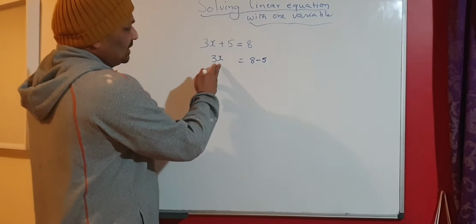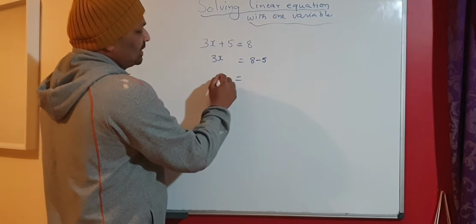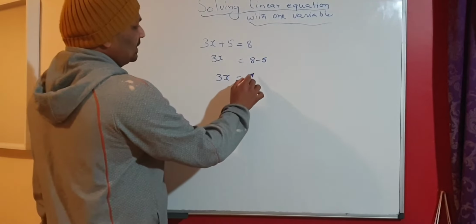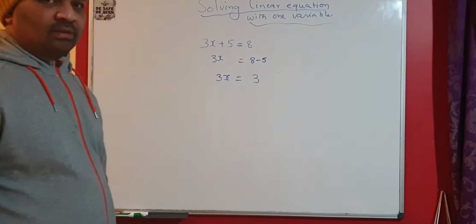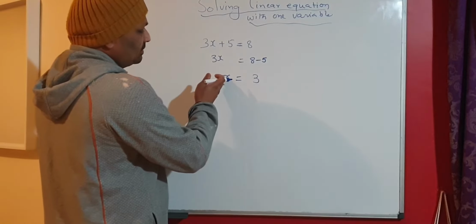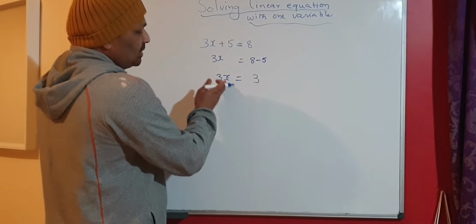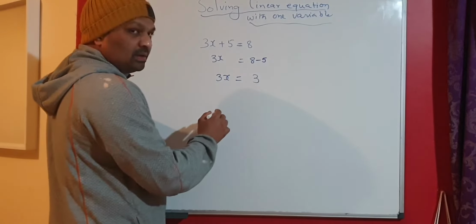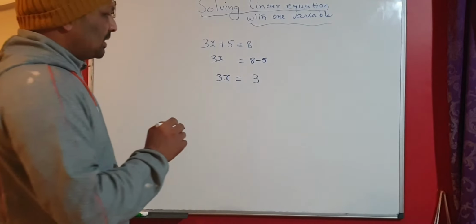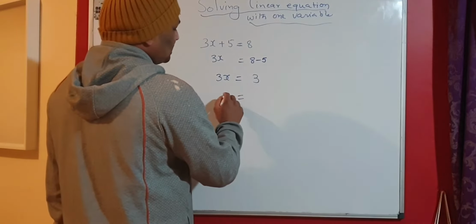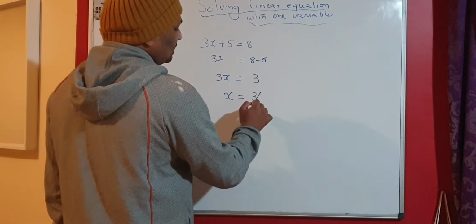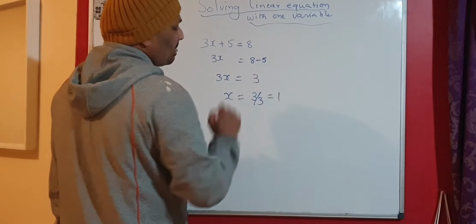On the left side there is nothing to simplify here, it's already 3x. On the right side, if you simplify 8 minus 5, it becomes 3. Okay, and the next step is that you take the value of 3 to the other side of the equal to symbol. Since it is multiplying on the left side, if it goes to the other side of the equal to symbol, it becomes a division. x is equal to 3 by 3, that equals 1.